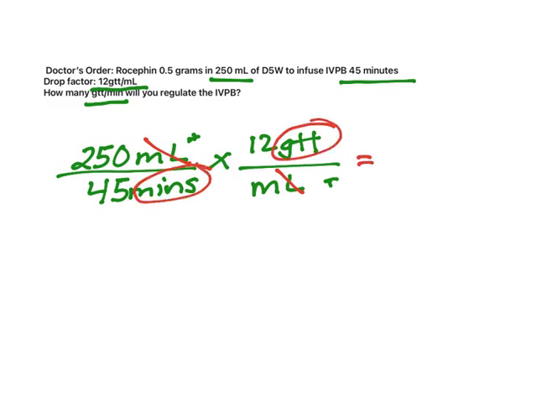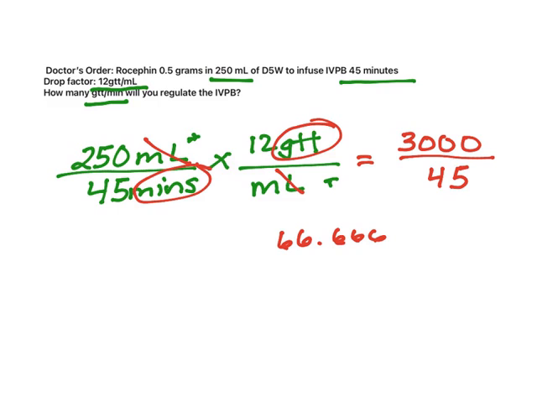All right, so now what we have to do is just multiply straight across the top and the bottom. So 250 times 12 is going to give us 3,000. 45 times 1 is going to give us 45. So then we're going to do 3,000 divided by 45, and that's going to give us 66.666. So depending on what your question tells you to round to, that's what you round it to. So my question wants you to round to the nearest whole number.